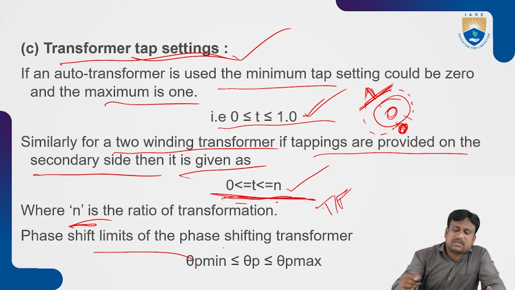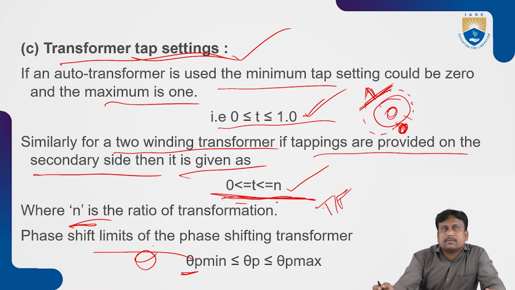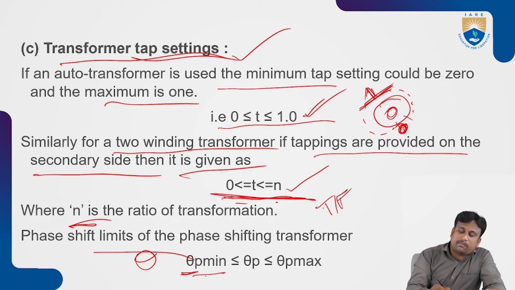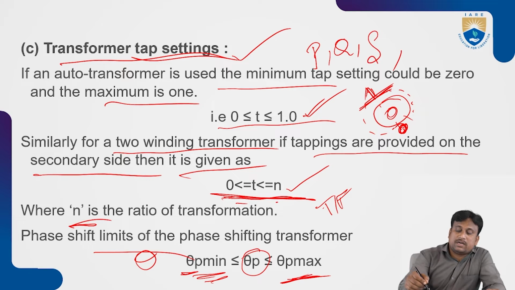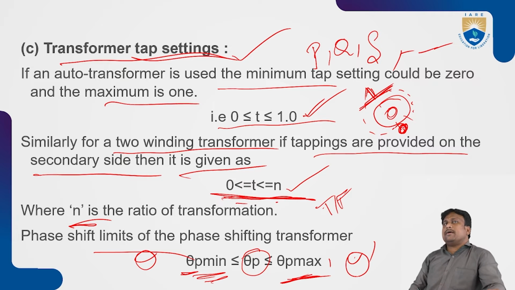Phase shift limits of the phase shifting transformer can be treated in terms of theta, where theta is the phase shift of the phase shifting transformer. It also should lie between minimal and max. So theta p should lie between minimal and max. Just as we considered every parameter, starting from real power coefficient, reactive power coefficient, and phase angle term coefficient, likewise your phase shifting also exists within suitable limits, theta.